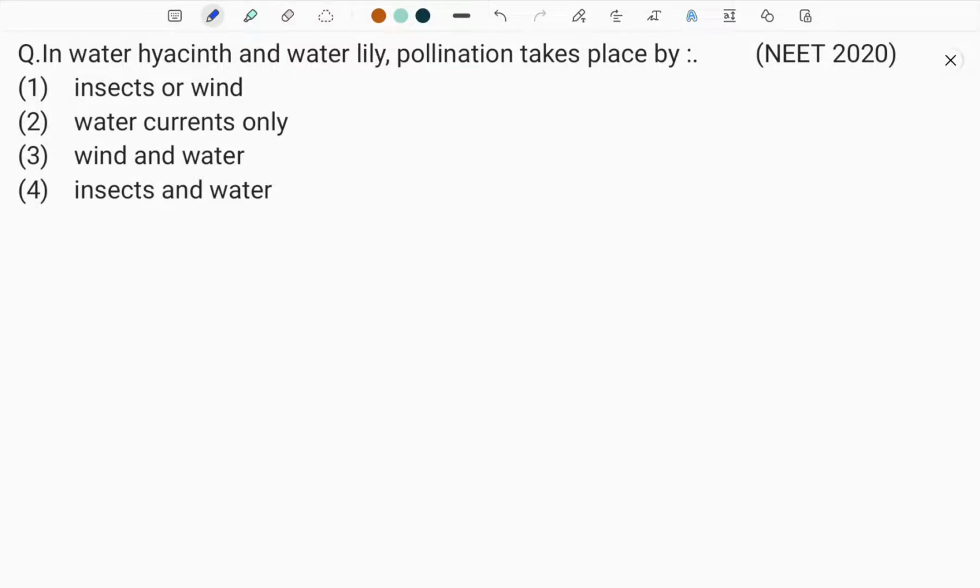Hello students, let us see one more question here. This question is taken from sexual reproduction, that too from pollination. Two examples are mentioned here, that is water hyacinth and water lily.